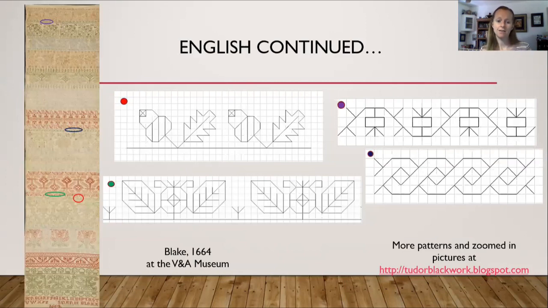And this is from a sampler at the V&A Museum. It's by, I believe her first name was Sarah Blake. It was done in 1664, and as you can see on the left-hand side, it is very long, very detailed, lots of patterns to study, which is why I color-coded the different patterns so you can have an idea of where to find this specific pattern on this sampler. And this is a case where you can go to the museum website, enhance the picture, and zoom in and actually be able to count the stitches for that pattern.